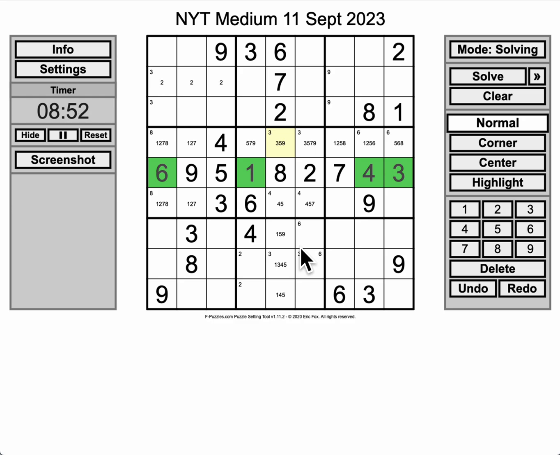Okay. Column 4 has 1, 3, 4, 6 placed. I need 2, 5, 7, 8, 9. None of these could be 2 or 7, so 5, 8, or 9 for these two, but that's not 8. Okay, this is going to be forced as 2, 5, or 7 because it can't be 8 or 9. That one, 2, 5, 7, 8.